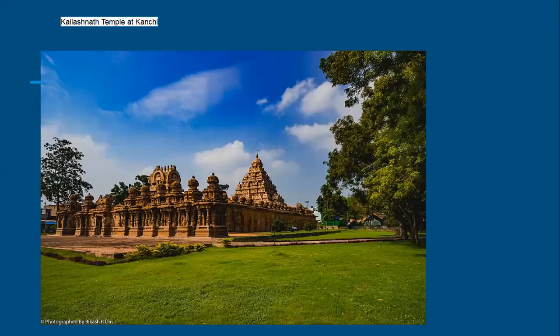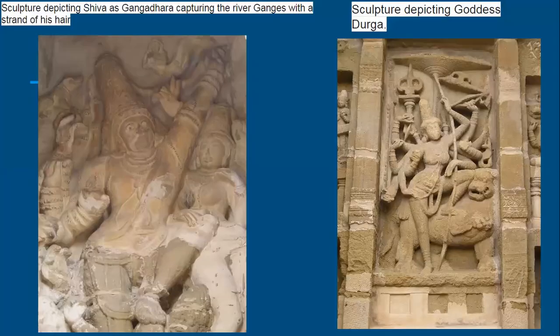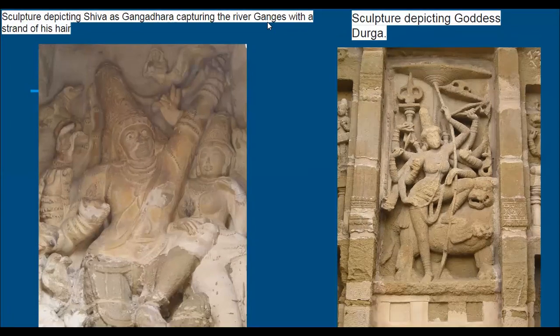Then the next is again under Rajasimha. Under Rajasimha, we have seen the example of two temples, the Shore temple and the Kailashnath temple at Kanchi. Now see again the evolution of the temple. Just imagine the Ratha temples, and now see this temple, the big one, more elaborate, more ornamental. So this is the Kailashnath temple at Kanchi. And here there are a few beautiful panels. The first sculpture depicts Shiva as Gangadhar, capturing river Ganga with a strand of his hair. And the second one is a depiction of goddess Durga. So these two are at the Kailashnath temple, Kanchi.